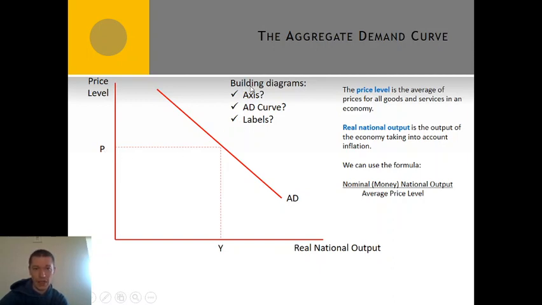Okay, so if we were to do that as a sequence, to draw a diagram, you need an axis, 1, 2. You need an AD curve, 1. Labels, 1, 2, 3, 4, 5. Okay, that's the sequence that you should be doing it in. And the price level is different to what Tim does on micro.